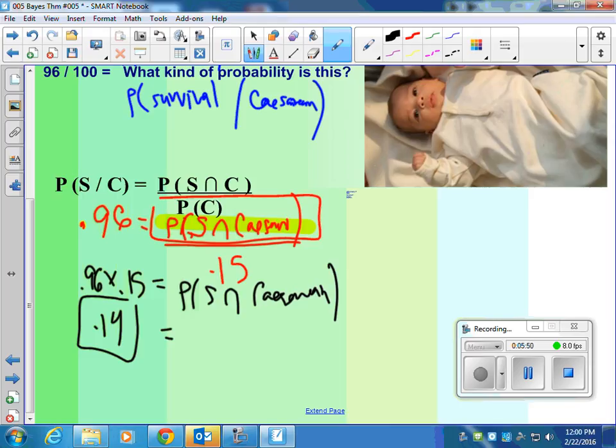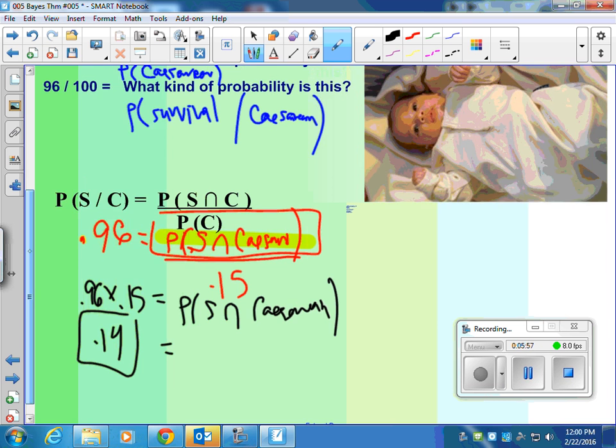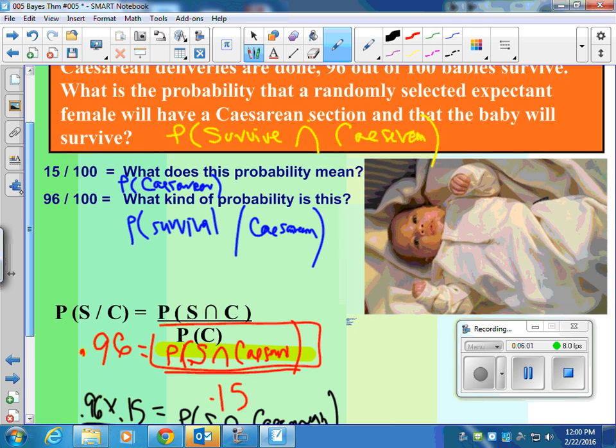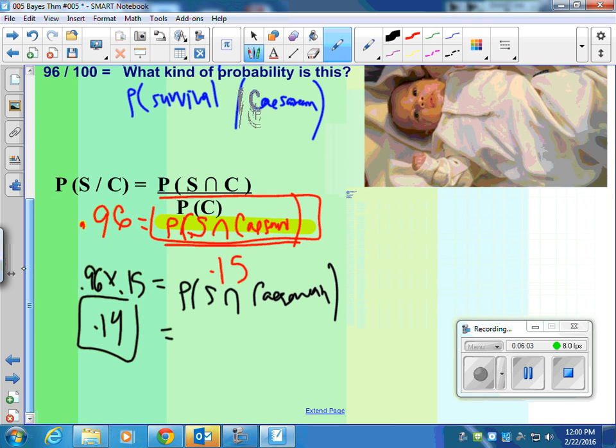So that's using conditional probability to answer a real question. Again, the cesarean babies were 15% of all the babies. Of those, the condition is if they're cesarean, 96% will survive. Then if we want to know the percent of cesareans and surviving babies, it's going to be 14.